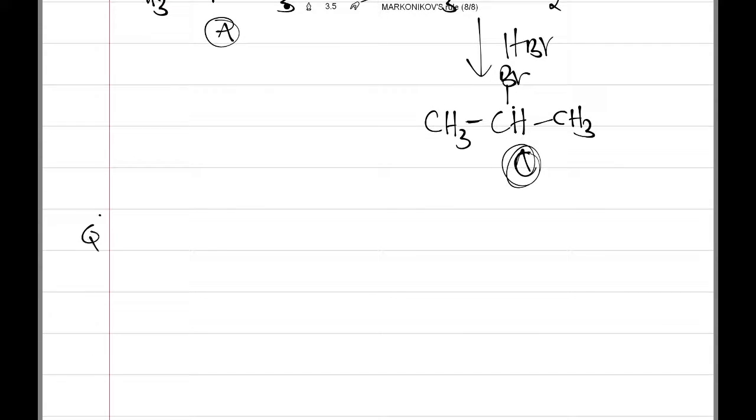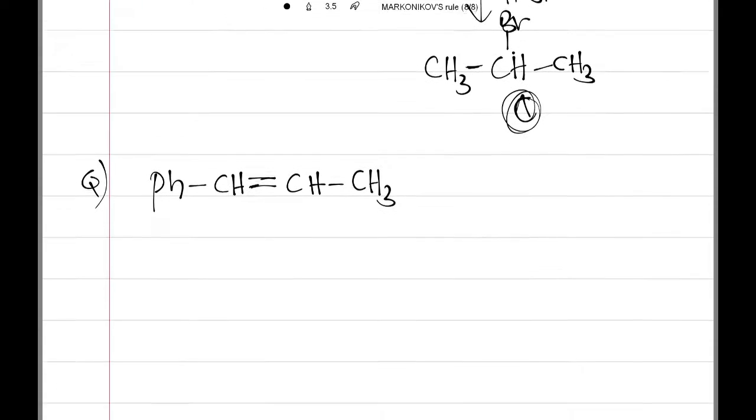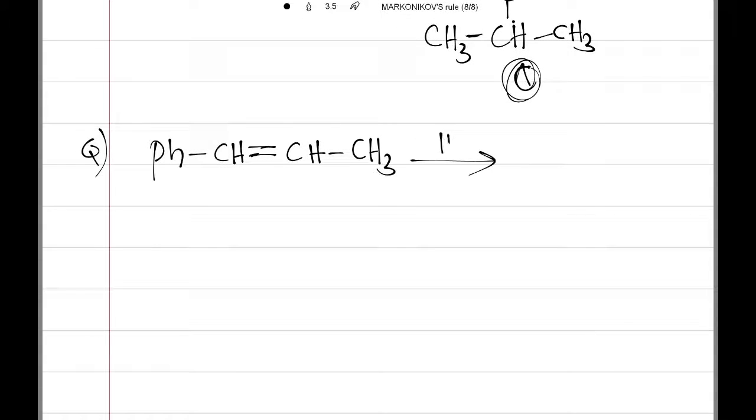Look at this question carefully. So this one: Ph CH double bond CH CH3. When this reacts with HBr, what is the product of the reaction?